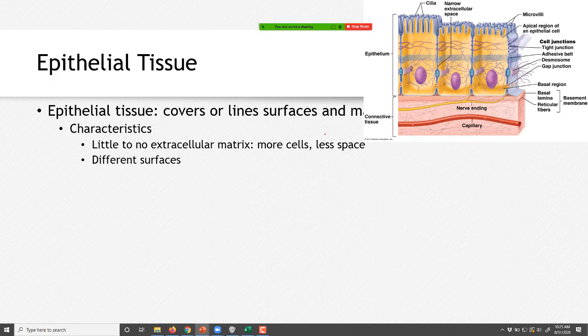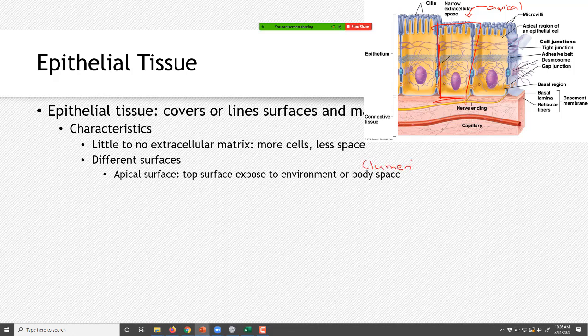And then there will be different surfaces on these epithelial tissue cells. When we look at a cell, the apical surface is going to be the top surface. If you take a look at the cell in this drawing, the apical surface is on the top. The apical surface is usually towards the outside environment or to this space. And when we talk about space within an organ, there's a term for that. This space that's within an organ is called the lumen. Okay, it's called lumen, L-U-M-E-N.